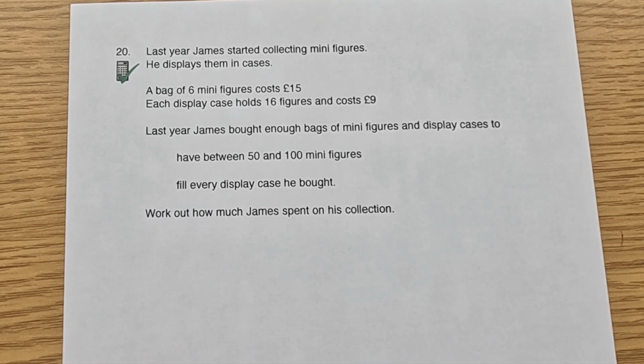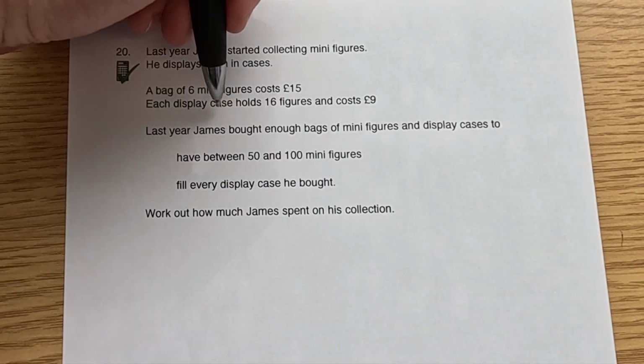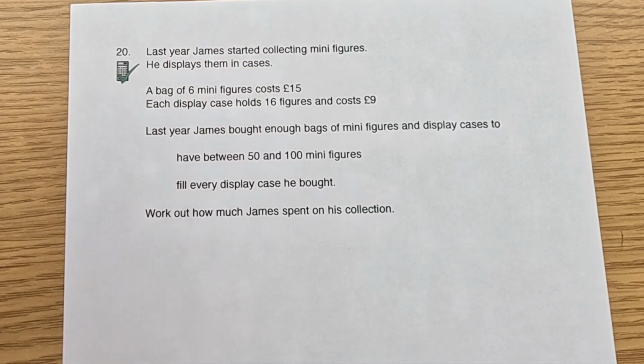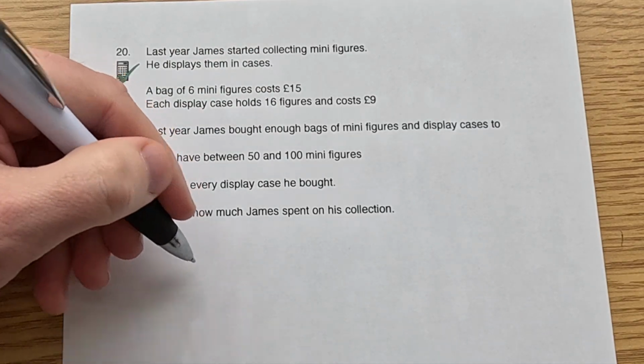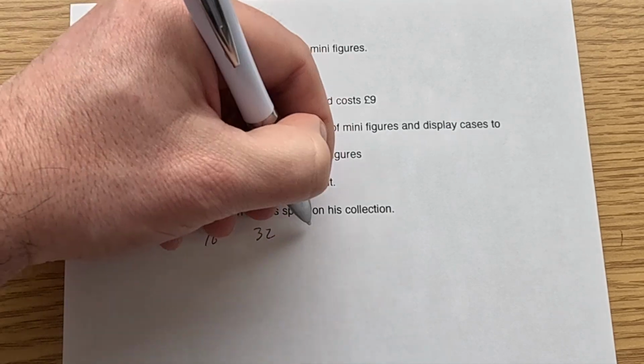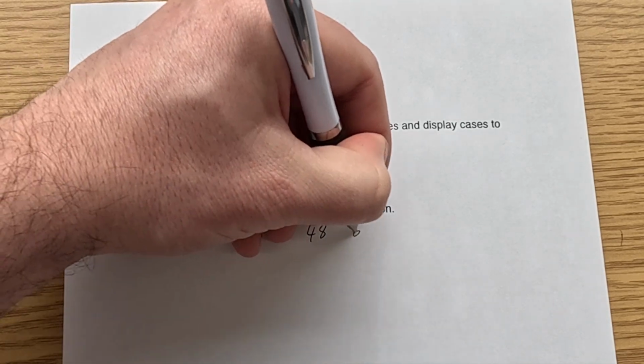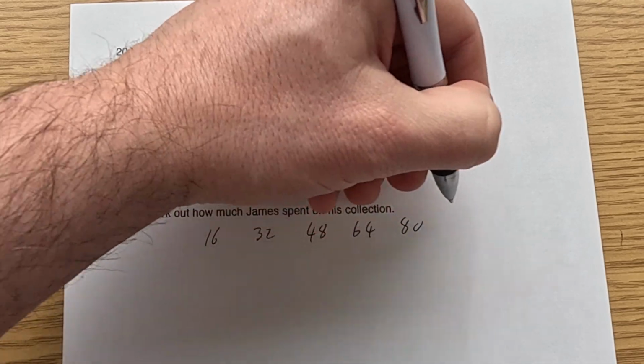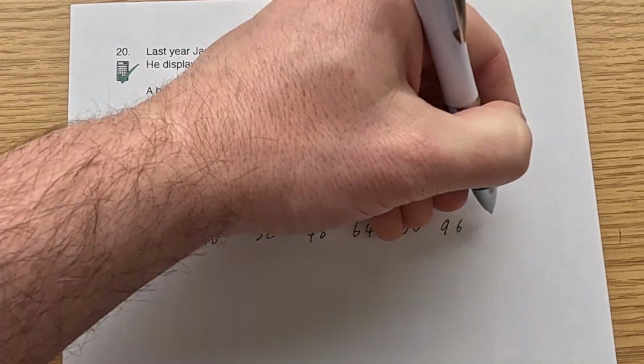Okay, so I'm going to start by considering the display cases, because we know that he fills every display case that he bought. And each display case holds 16 figures. So let's consider the multiples of 16. So 16, and then another 16 would be 32, another 16 would be 48, and then 64, 80, 96, 112, and so on.